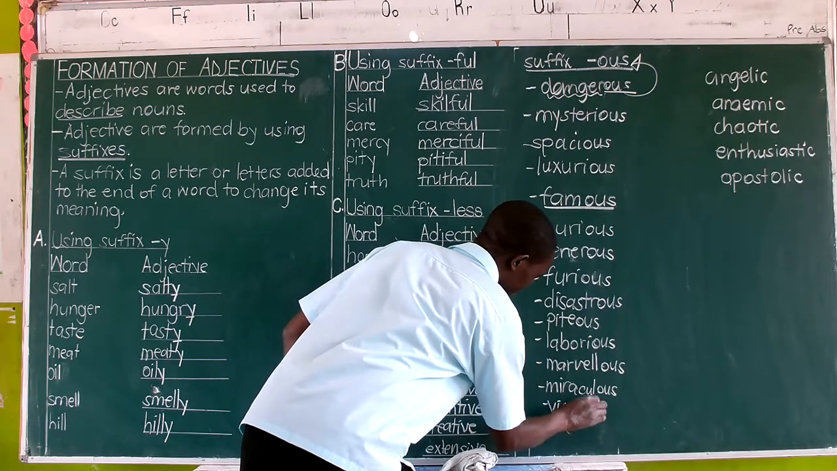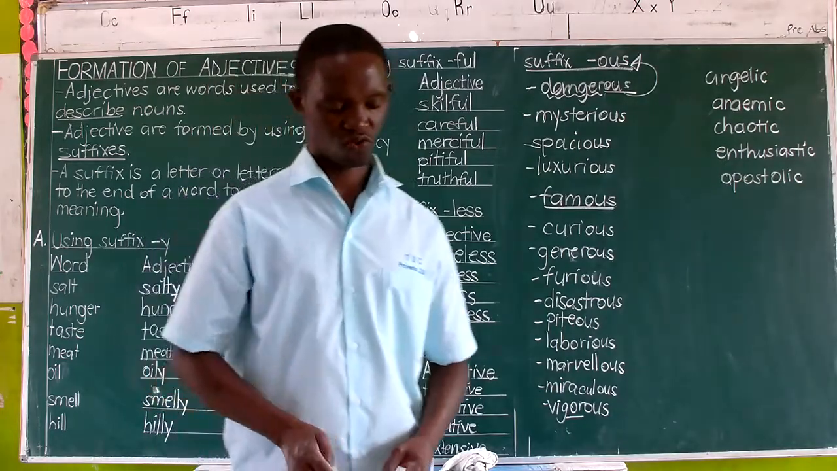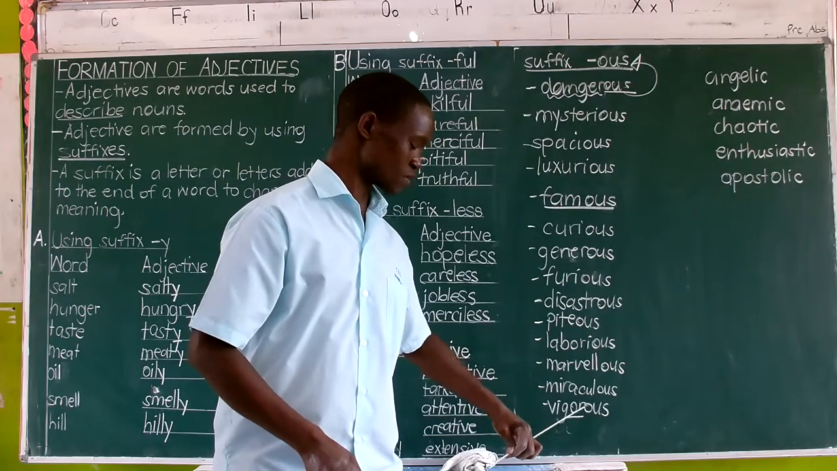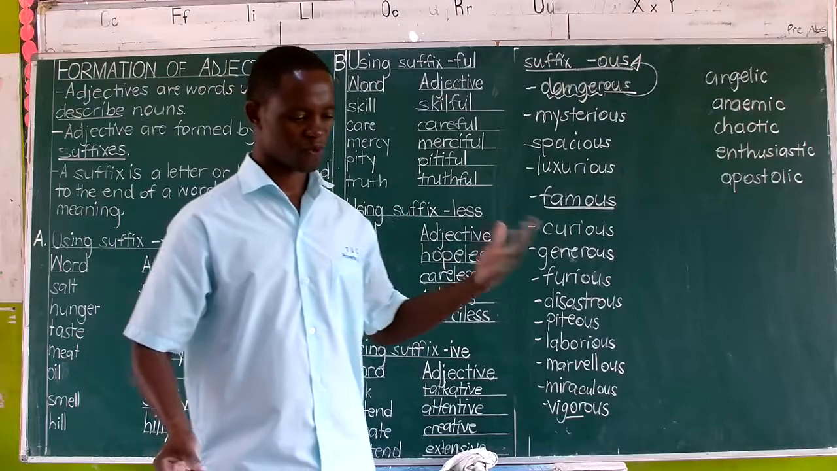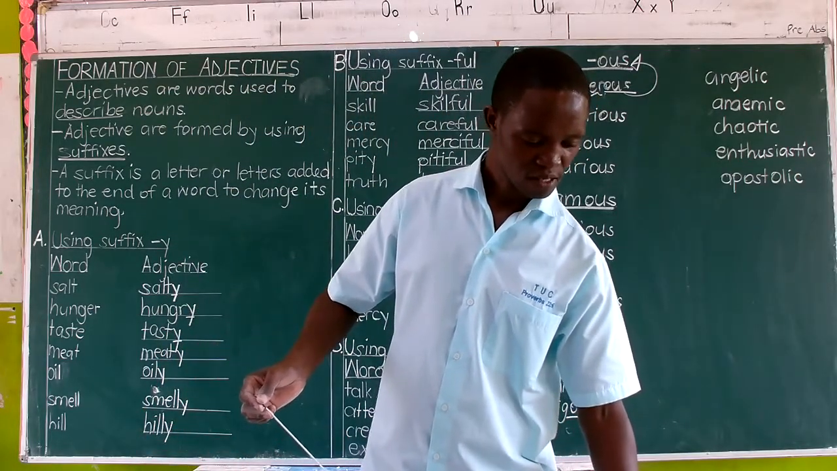Vigorous. Master the spelling change after O. There is no U in vigorous. I'm meaning this O, not this one. So we go to prosper, and that is prosperous. A prosperous person is a successful person.